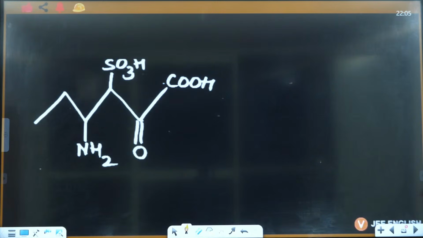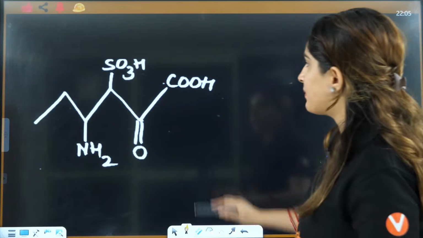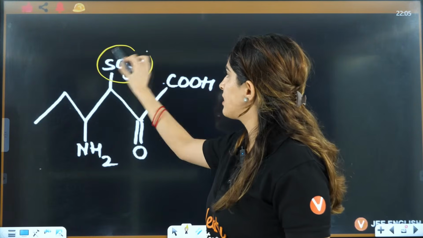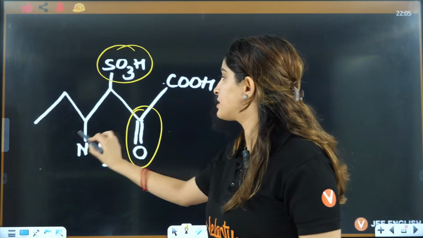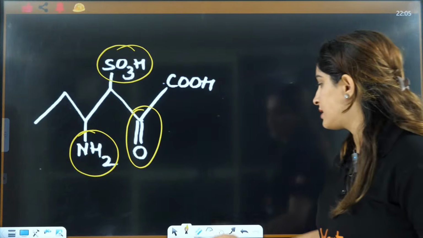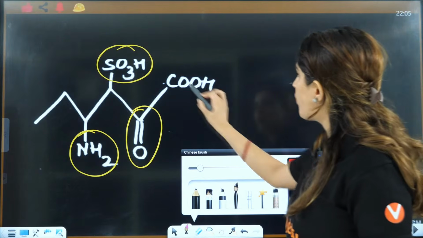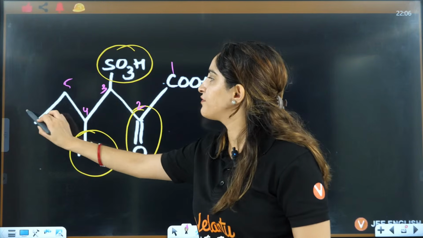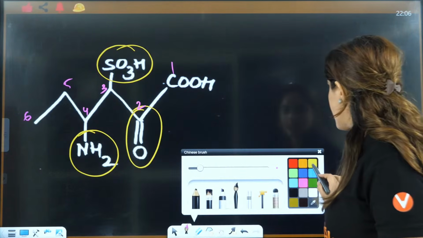Chalo, now tell me about it. What should I write here? This will be the main group. These are the substituents. So it will be 1, 2, 3, 4, 5, 6, right?